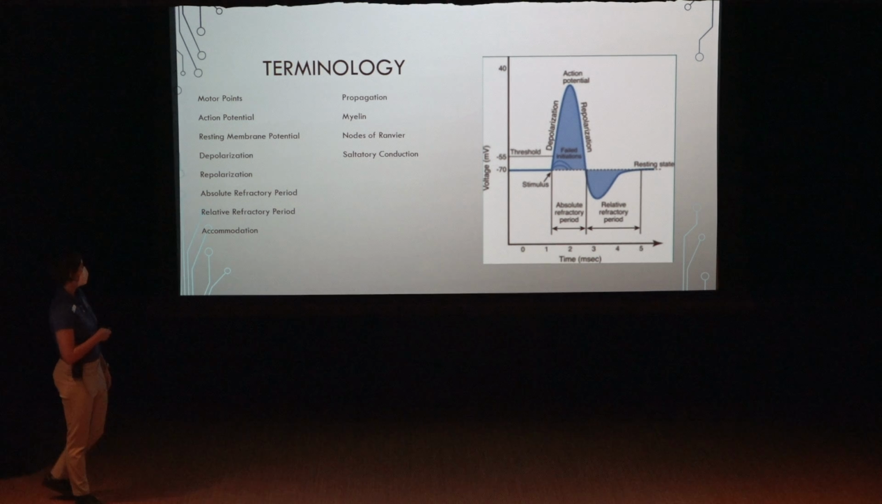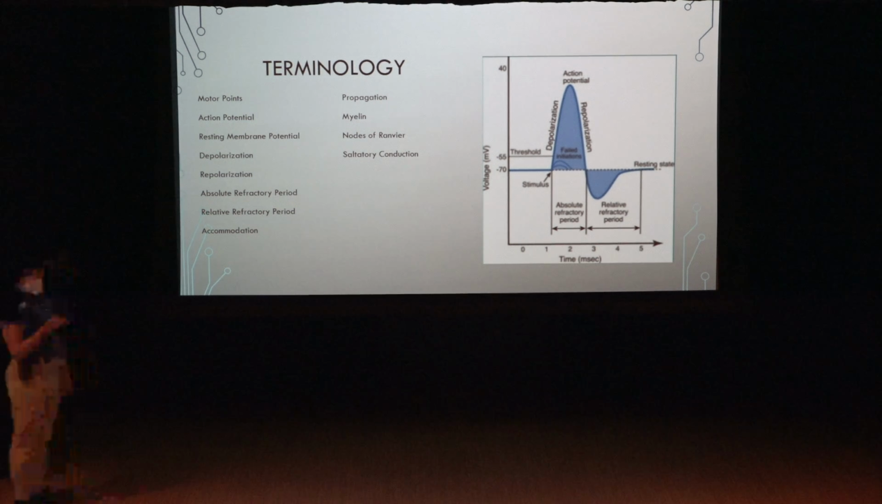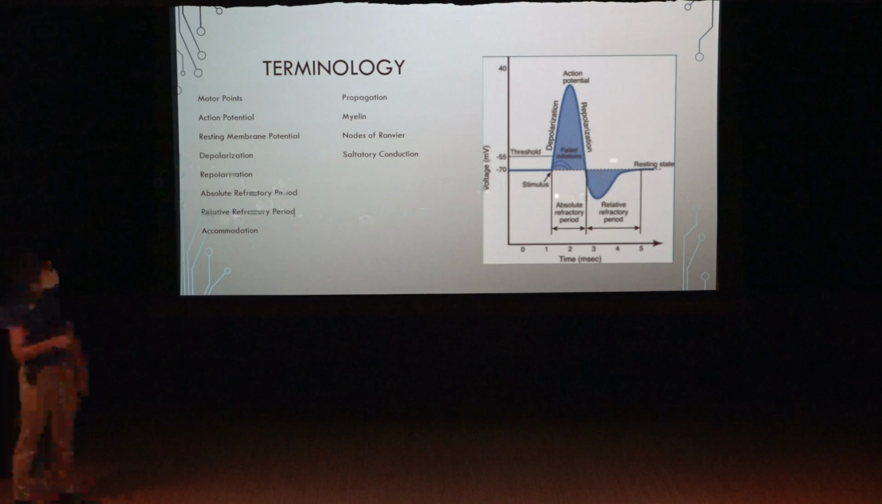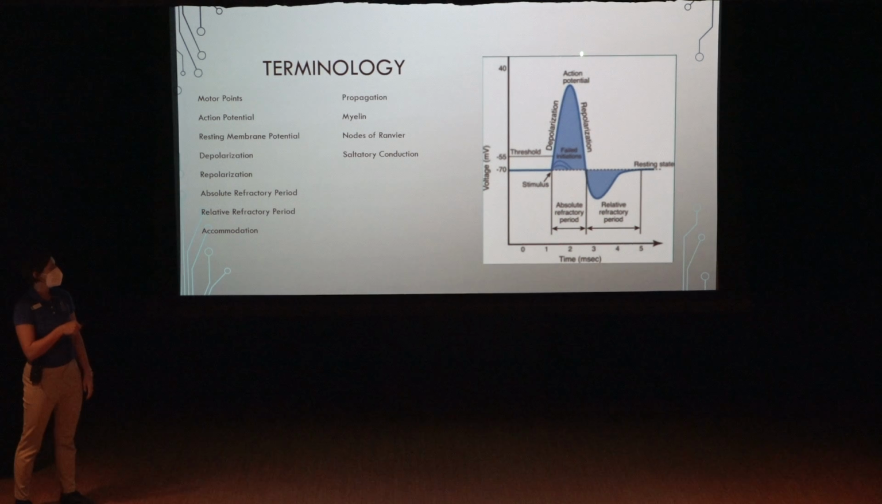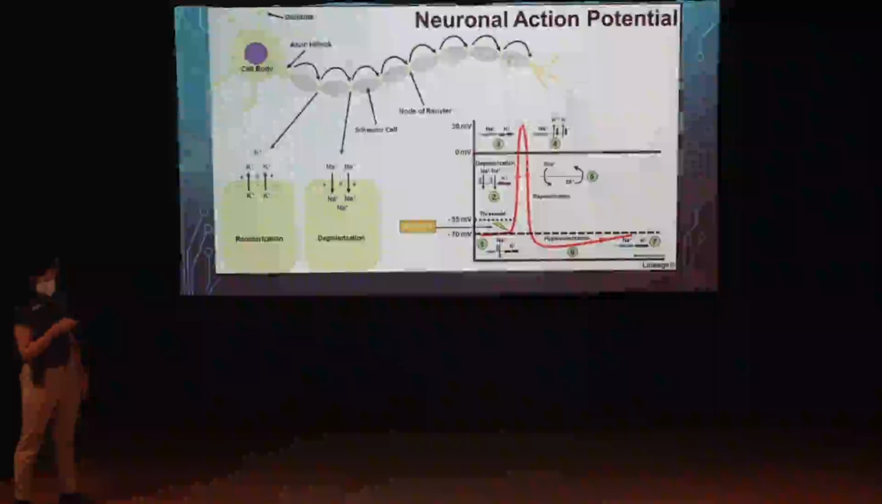And then there's a period of time where nothing you can do is going to stimulate another contraction, and that's the absolute refractory period. And then there's a hyperpolarization phase where you need a huge stimulus to continue to communicate, and that's the relative refractory period. And then we go back to the resting state. Okay. All right. And that's just how the message travels.